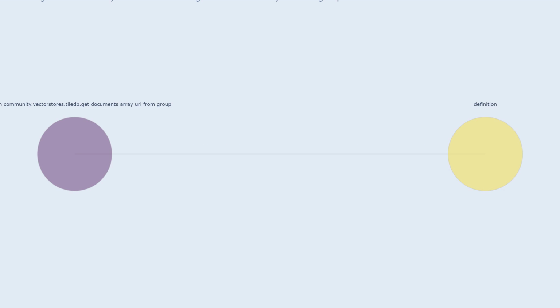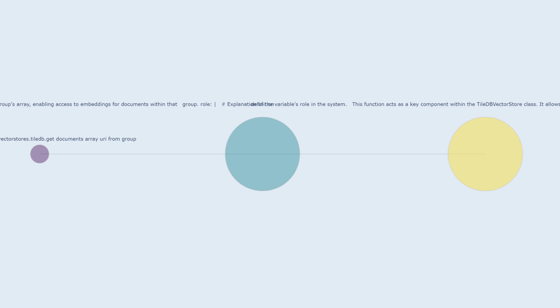Langchain community vectorstores tiledb.getDocumentsArrayURIFromGroup. Definition. Detailed definition of the getDocumentsArrayURIFromGroup function. Components. Component 1. This function retrieves the uniform resource identifier (URI) for the TileDB array holding document embeddings for the specified group and returns it as a string.